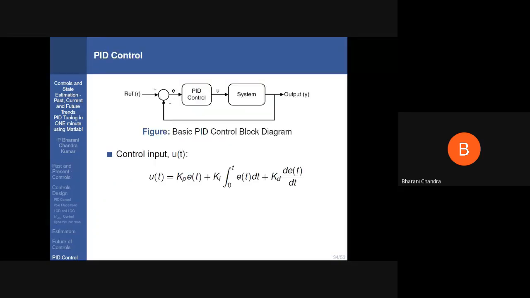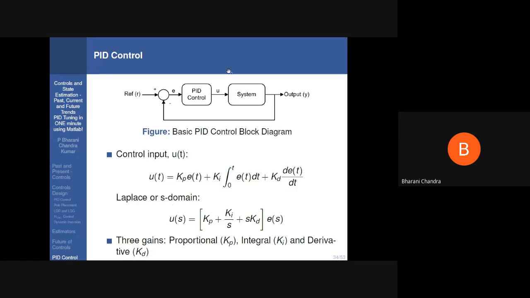So this is the standard PID controller. The output of the PID controller has three different terms. If the control input is proportional to the error, we call it a proportional controller. If the control input is proportional to the integral of the error, we call it an integral control. If the control is proportional to the derivative of the error, we call it a derivative control. The proportionality constants we replace with Kp, Ki, Kd, and combining those three, proportional, integral, and derivative, we call it a PID control.